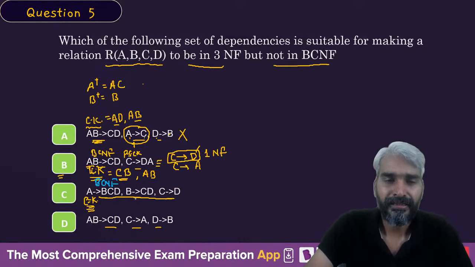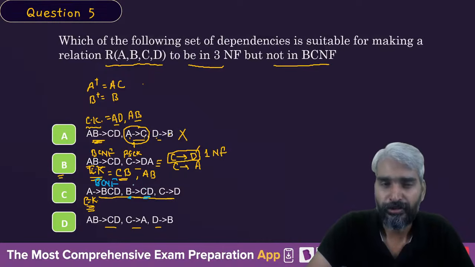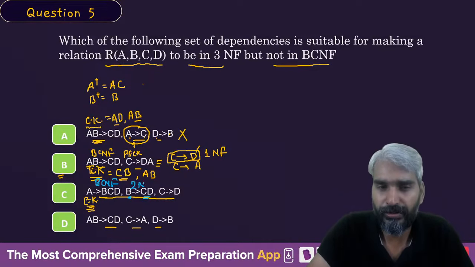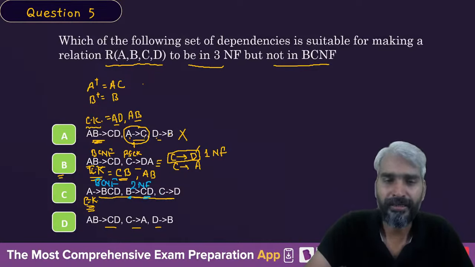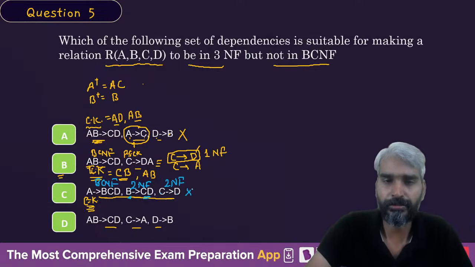For B implies CD, these are non-prime attributes. This is also a non-prime attribute. So a non-prime attribute is determining a non-prime attribute. So it is not a partial dependency, but it is a transitive dependency. So it is in 2NF, but not in 3NF. Clear? So again, this is also not correct.